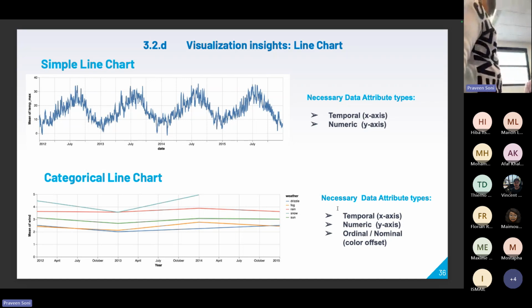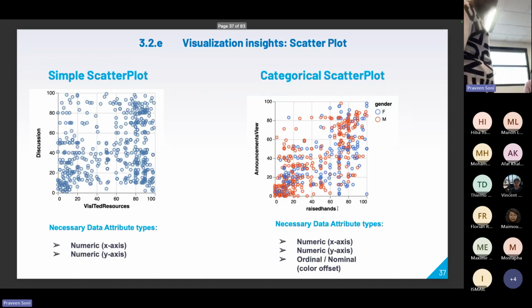I think it's clear. It's a very simple chart. I have chosen only 5 types to not make it too complex. The others are the simple scatter plot and the categorical scatter plot, like the simple line chart and the categorical line chart. Line chart and scatter plot are almost the same. We need x and y axis.